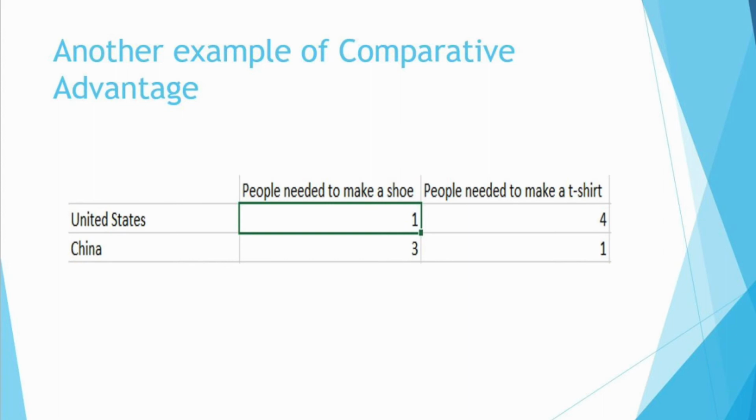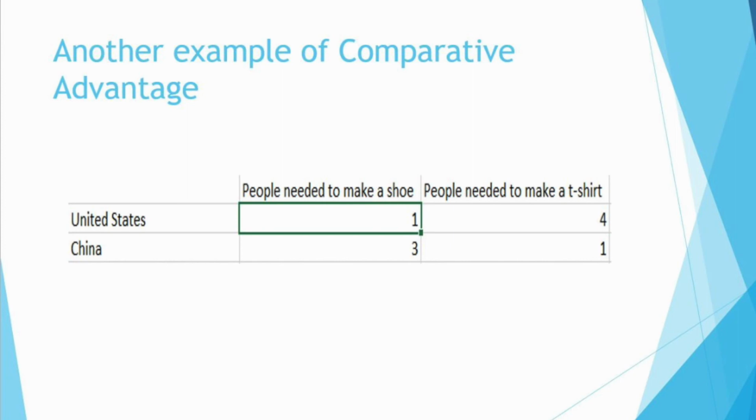Another example of comparative advantage is with the same two countries, United States and China. This time, it's people needed to make a shoe and people needed to make a t-shirt. For example, the amount of people needed to make one shoe in the United States is one person, whereas in China, they would need three people to make one shoe. People needed to make a t-shirt in the United States is four people, and in China, it's one.